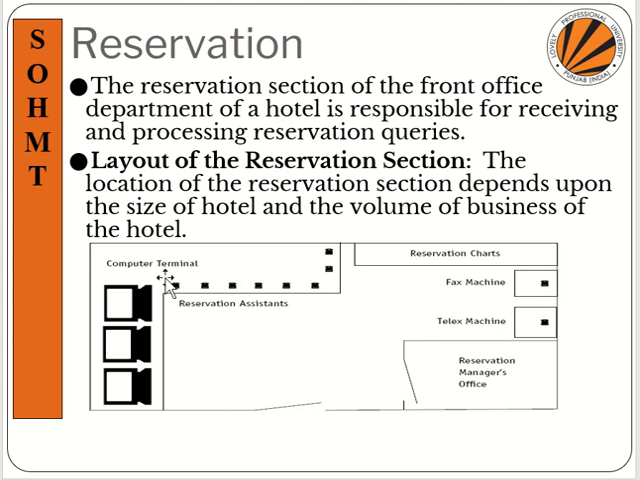Layout of the reservation section. The location of the reservation section depends upon the size of the hotel and the volume of business of the hotel, and it is normally in the back area. It is never in the front area, because the guest will deal with the reception, not with the reservations. So you can see normally in a hotel, these are the computer terminals lying over there, right? Computer terminals here, and the reservation assistants are sitting over there.